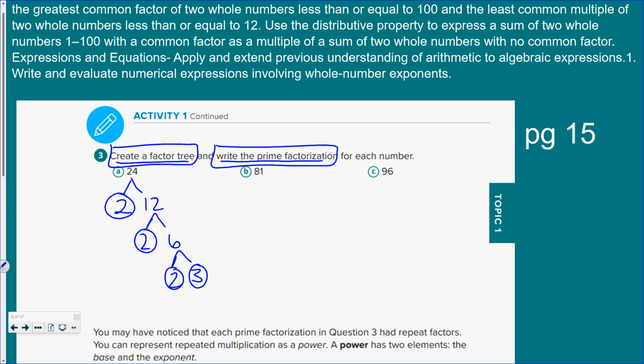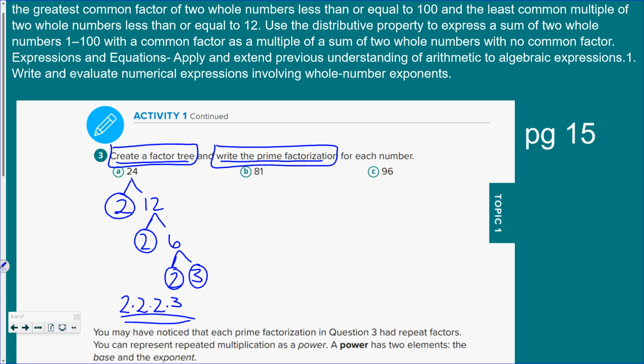Once I have them all circled and all the branches are dead, now I just rewrite it as a multiplication sentence from smallest to biggest. So I have 2 times 2 times 2 times 3. That is my prime factorization. Does that make sense? Okay?